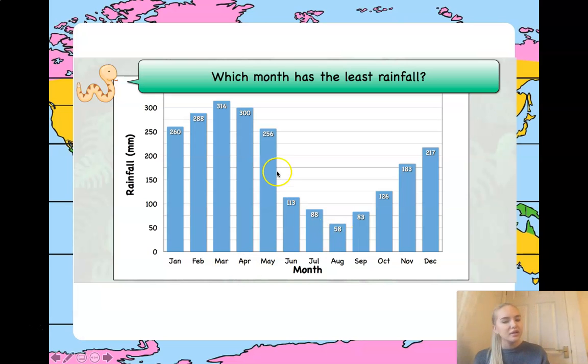Okay, so does May have the least rainfall? No, because it's 256 millimetres, but we know that there could be a lot less than that. What about June? No. I can see that my lowest bar, my least amount of rainfall is in August, where it only has 58 millimetres of rainfall. Fantastic.